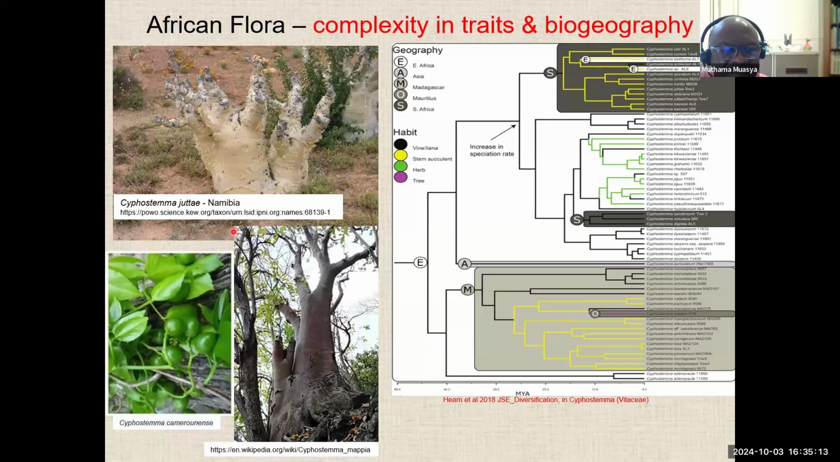Within the grape family, Vitaceae, we also see a similar system where the ancestors are vines in forests, and you have moving from vines to stem succulents, independently happening twice, one group in Madagascar, one group in East Africa, and you have reversal or moving into annuals in different areas.